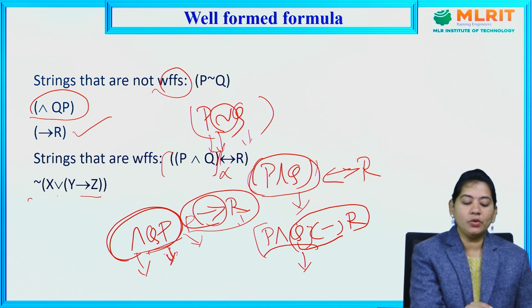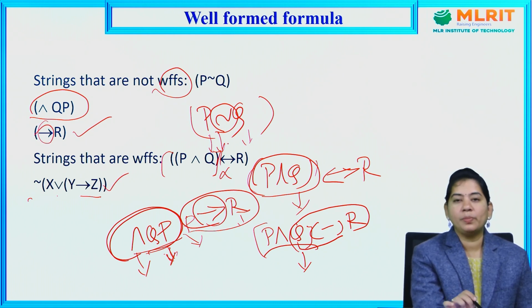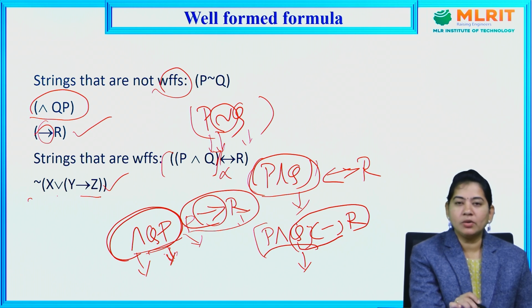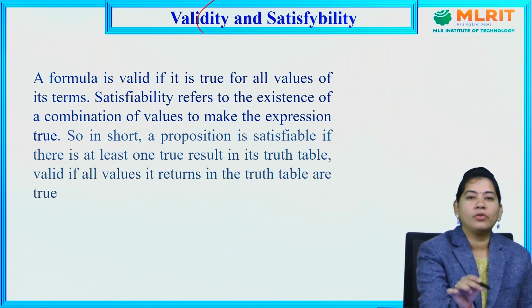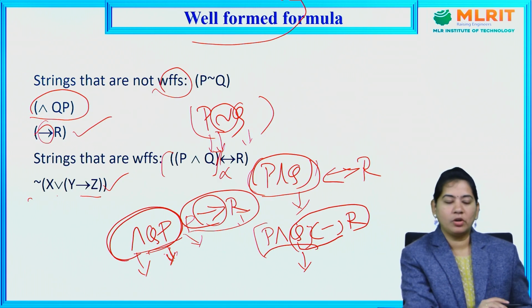So we need to use the letters or variables, you need to use the operators, and also you need to use the grouping of the symbols. Together, only if they are adding meaning, it is called a well-formed formula. So by this, well-formed formula is done.